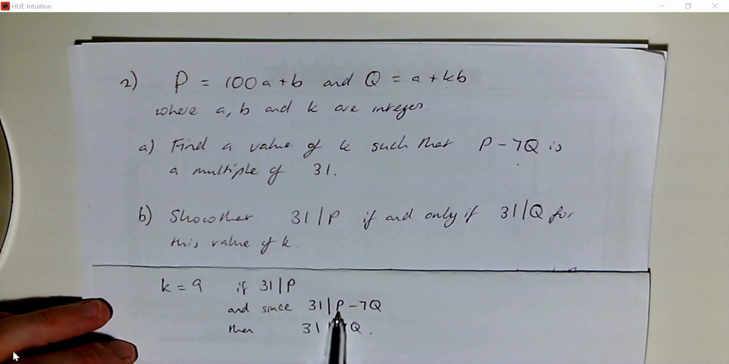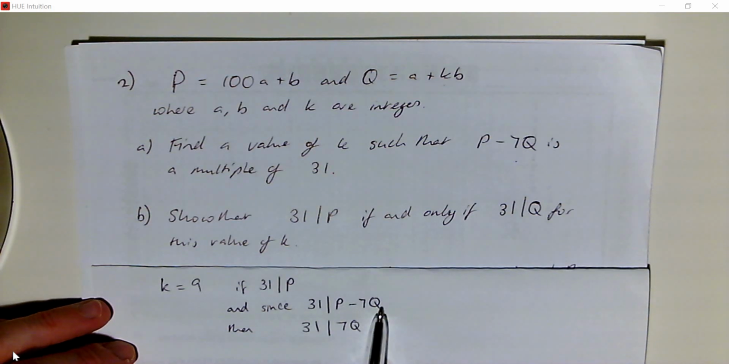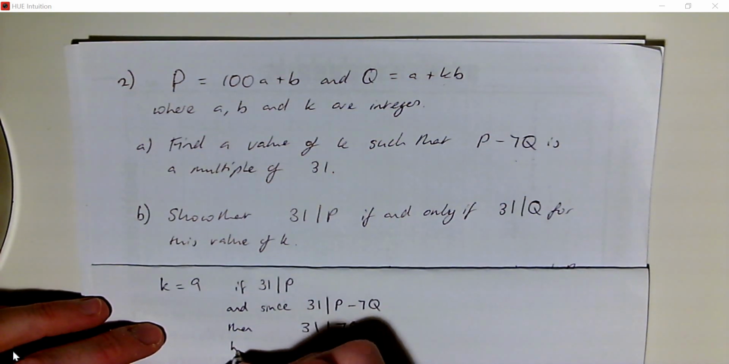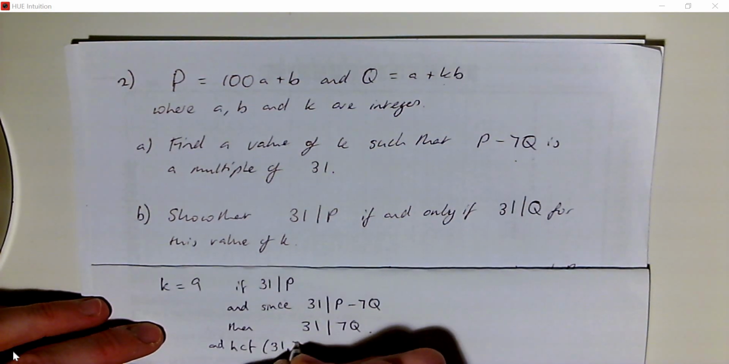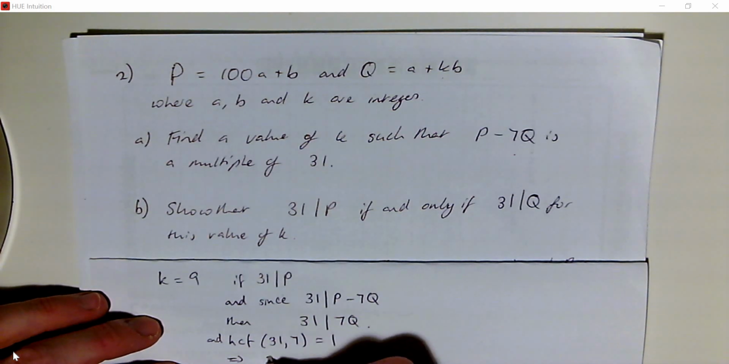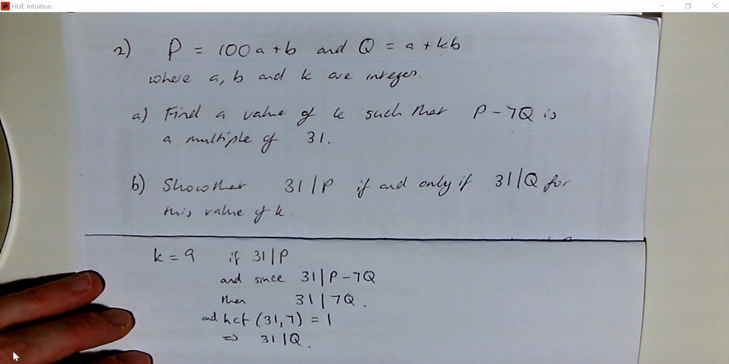So if 31 goes into P, then we must be adding or subtracting another multiple of 31 in order for it to be true that 31 goes into P minus 7Q. Okay, so this must be true. And now we can use Euclid's lemma. The HCF of 31 and 7 is indeed 1. So 31 divides Q. Okay, so that was using Euclid's lemma.